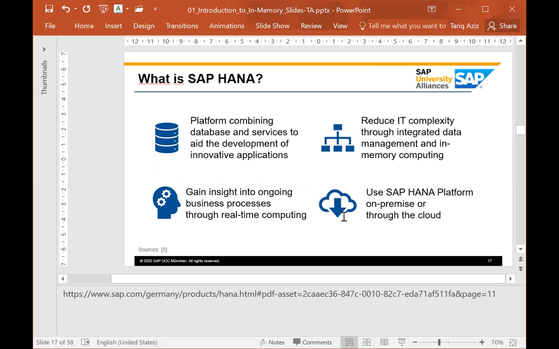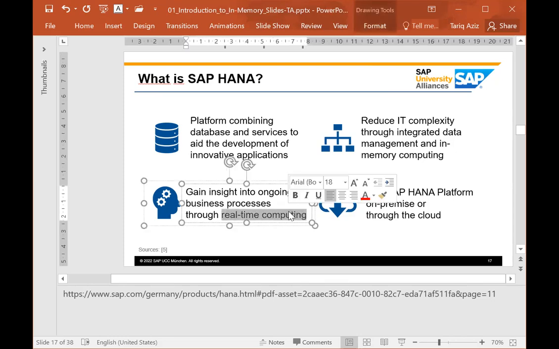HANA is not only a database, it's a platform. You can develop applications on SAP HANA. You can do real-time computing. If you need a report now, you can go up to the last transaction that happened a few seconds before. That was not possible in the previous database structure, when we had the database on the hard disk, and we had two databases, one for transactions and one for analytics. Real-time computing is only possible with the HANA database.